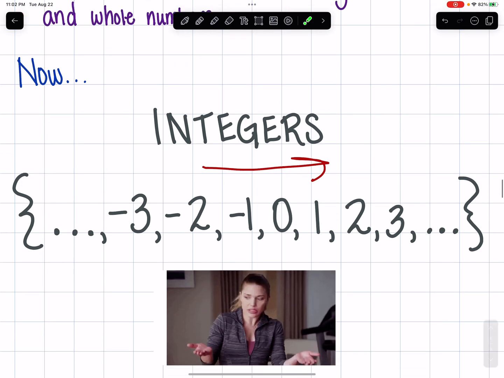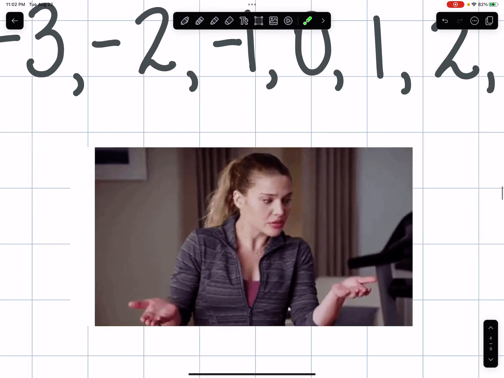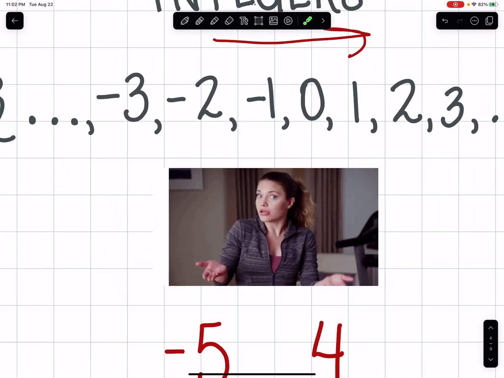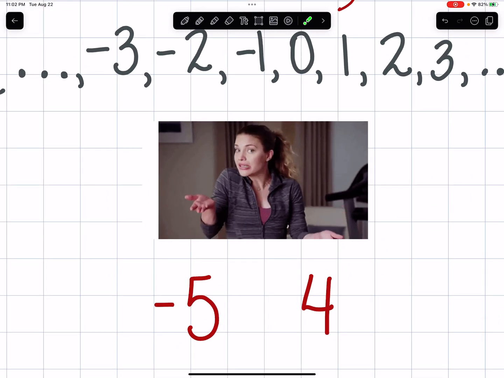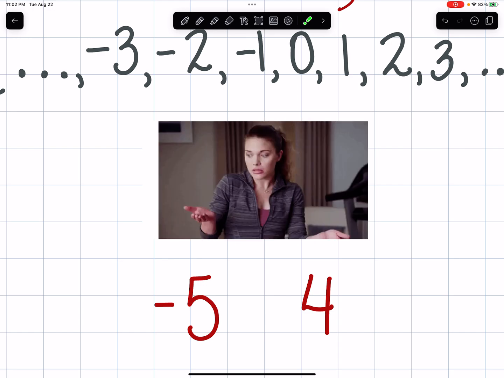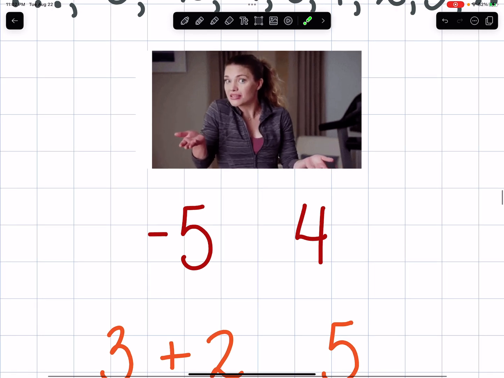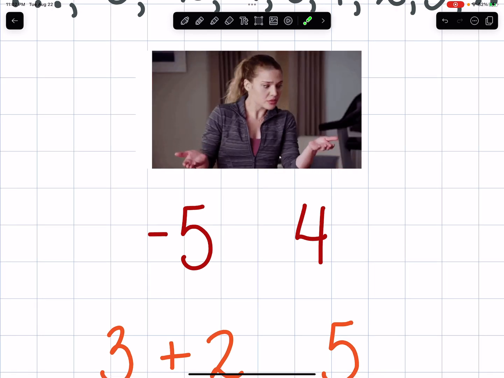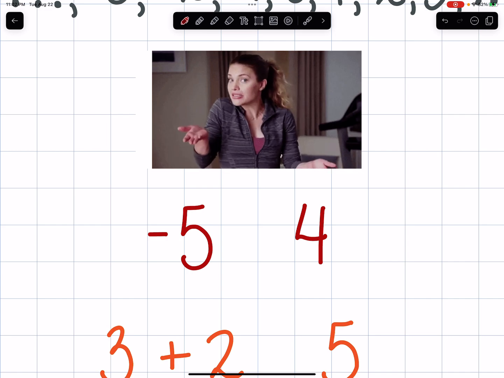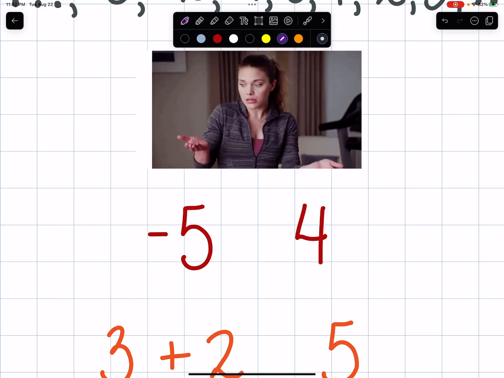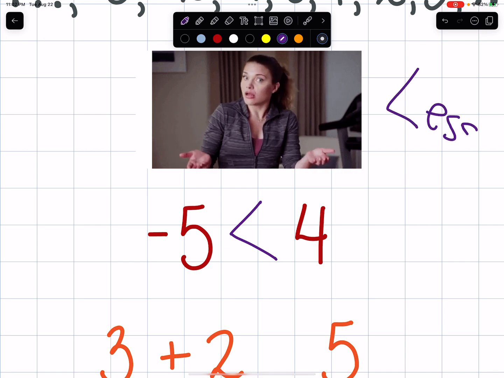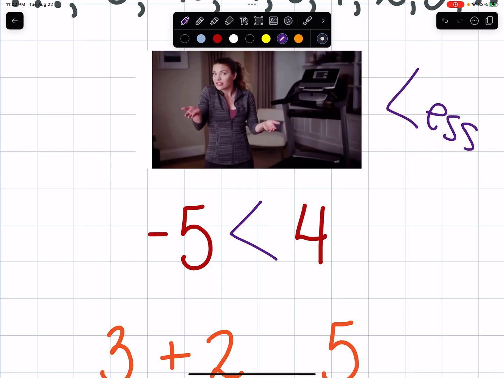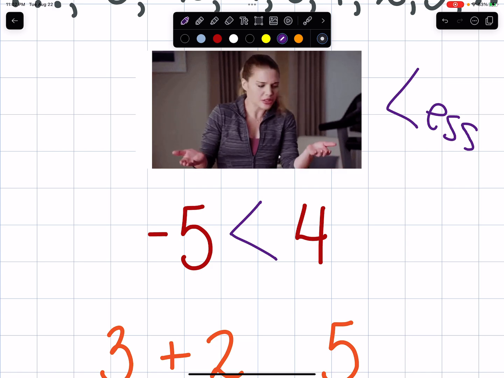When you compare two numbers and you want to know which one is greater than the other, you can decide which one is to the right, and that one's bigger. And then you would put a comparison symbol. And you remember what those are. A comparison symbol is like this. This one is for less than. You can remember that because it kind of looks like an L, less than. So -5 is less than 4.